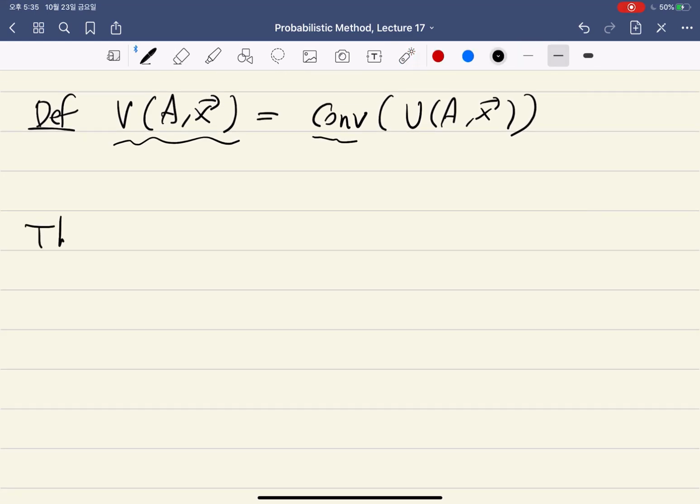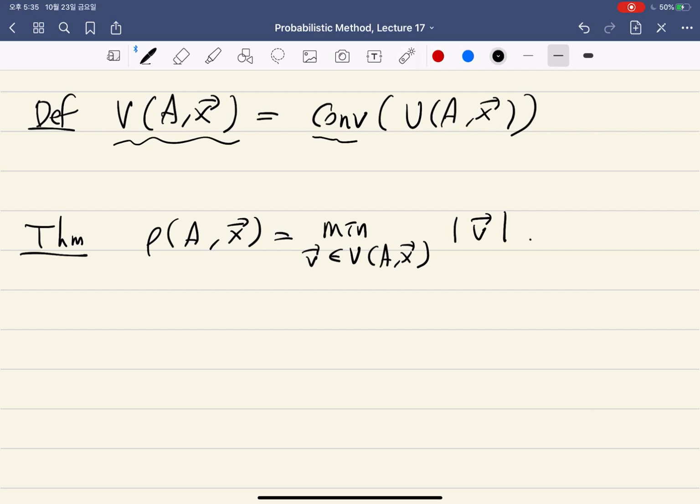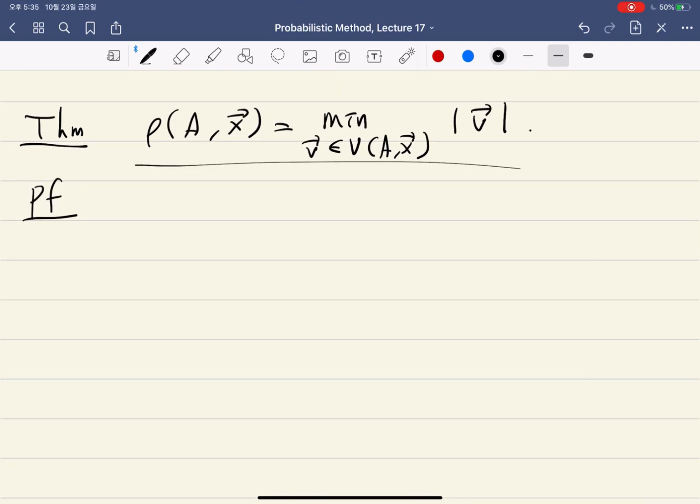So with this, we can prove the following alternative characterization. So this law of A, X is nothing but the minimum norm of the vectors in this V, which is a convex combination of this U. So why would it be true? Let's consider some easy example and then see some intuition.